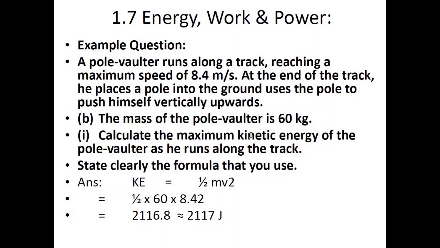Mass is given to us as 60 kg, and the velocity is given as 8.4 meters per second. So 60 multiplied by 8.4 squared gives us 2116.8, or almost equal to 2117 joules. You can write it as 2.11 kilojoules as well.